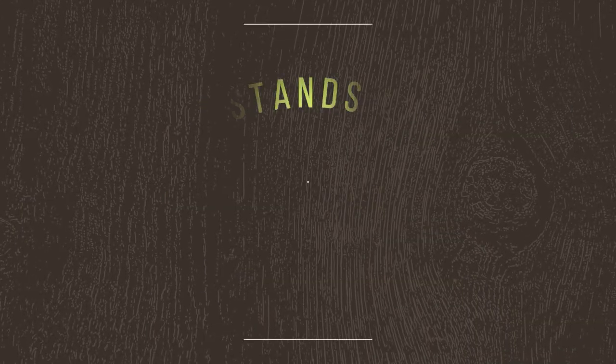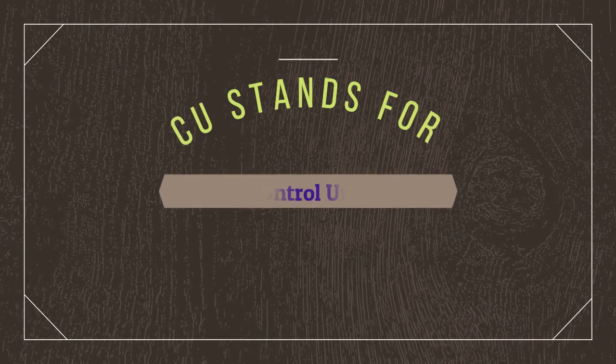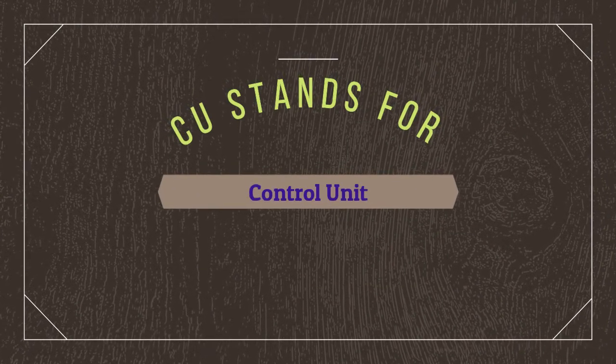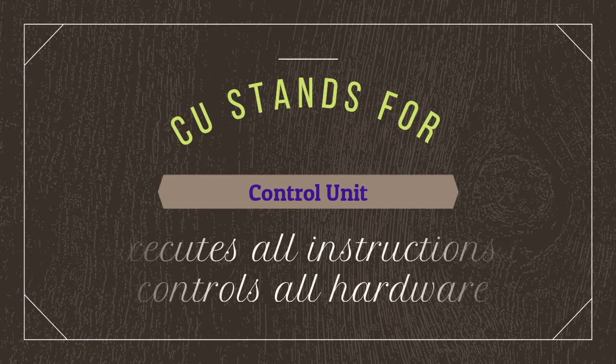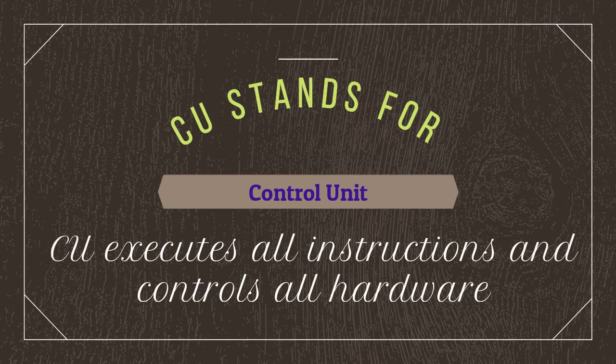The next is CU or Control Unit. The CU or Control Unit receives the information or instructions from the input devices and directs the various parts of the computer and the components to work as per the instructions. It controls all the hardware of your computer. It actually receives the signals and sends the signals to various parts of the computer.